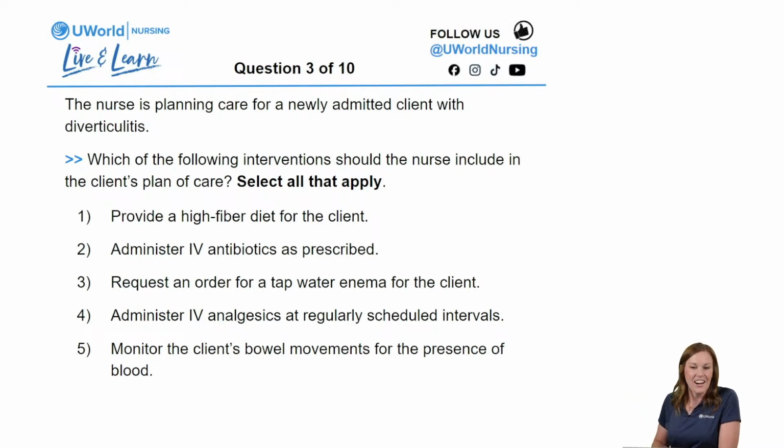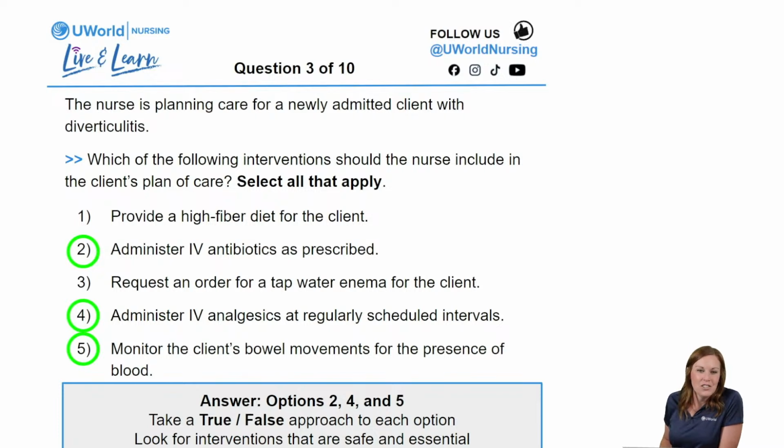All right, let's pull up our answer. Options 2, 4, and 5. I saw a lot of you guys selecting option 1, so I'll walk through this a little bit. What we want for diverticulitis is a low residue diet, so that doesn't always mean high fiber. But let's talk about what diverticulitis is. Diverticulitis occurs when the diverticula become inflamed or infected. This is often from trapped food particles or little injuries to the wall of our diverticula.